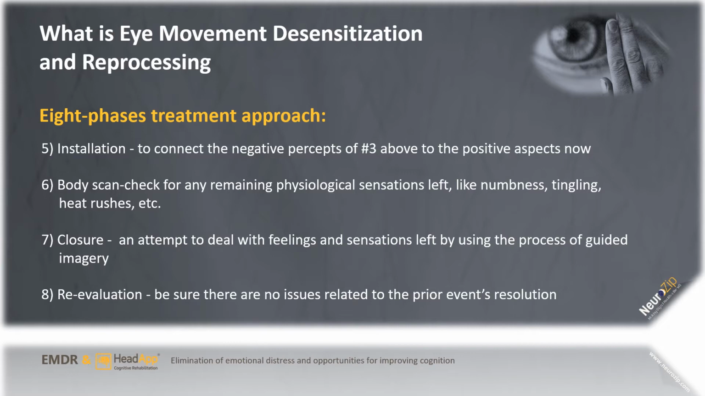The last and 8th phase is reevaluation, to be sure there are no issues related to the prior event's resolution. And this doesn't mean the feelings and sensations. This means, are there any other thoughts and feelings that are related to what we just resolved? It might be something that's close by, slightly different, and we would then continue to reevaluate that and to resolve the traumatic aspect.